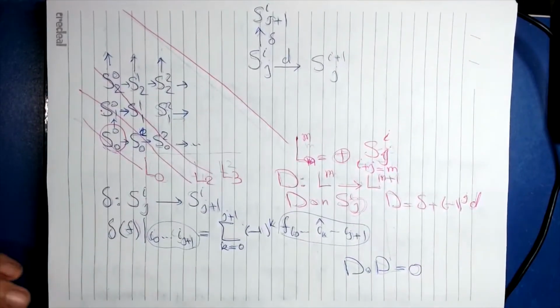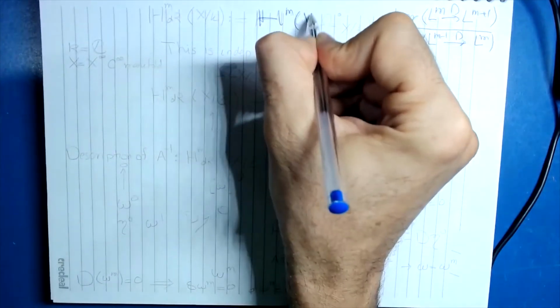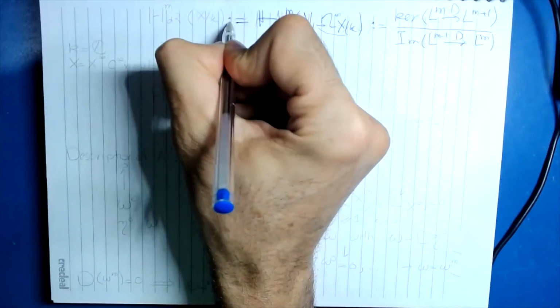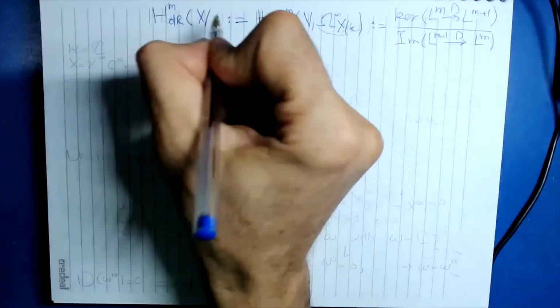Once we have this situation, we can define the corresponding cohomology. So we define this cohomology, which is the kernel of d from L^m going to L^{m+1}, over the image of the same map d from L^{m-1} to L^m. This will be the hypercohomology of X of the complex of differential forms over K. The hypercohomology is a more general concept, and in our context, this is just the algebraic de Rham cohomology that we are talking about.